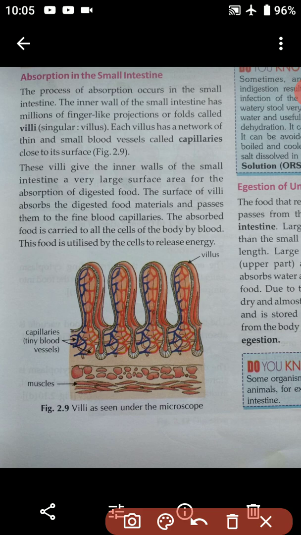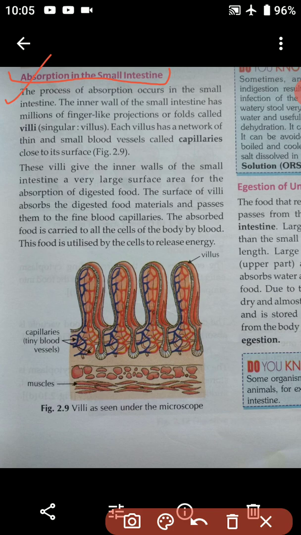So students, after completing the digestion part, today we are going to start the next topic, that is absorption in the small intestine. In this topic we are going to understand how the food is absorbed in the small intestine, and after completing this part we are also going to understand how the food is assimilated throughout the body. Okay students, so let's start.